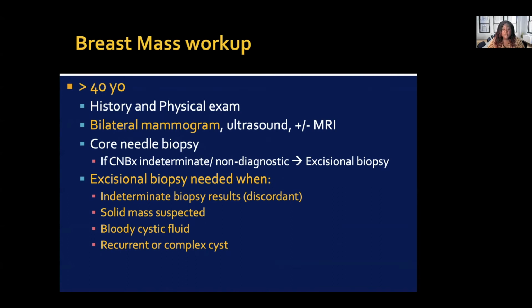Core needle biopsy. If the core needle biopsy is indeterminate or non-diagnostic, we recommend excisional biopsy because that means something is not concordant with the imaging or it's not agreeing. An excisional biopsy should be performed when there are indeterminate biopsy results or there's discordance. What that means is the core needle biopsy results and the imaging don't match or they don't agree. So whenever there's a question, you should do an excisional biopsy. When a solid mass is suspected, when there's bloody cystic fluid, or there's a recurrent or complex cyst that's just not going away, it's important to excise that and see what may be underlying it.